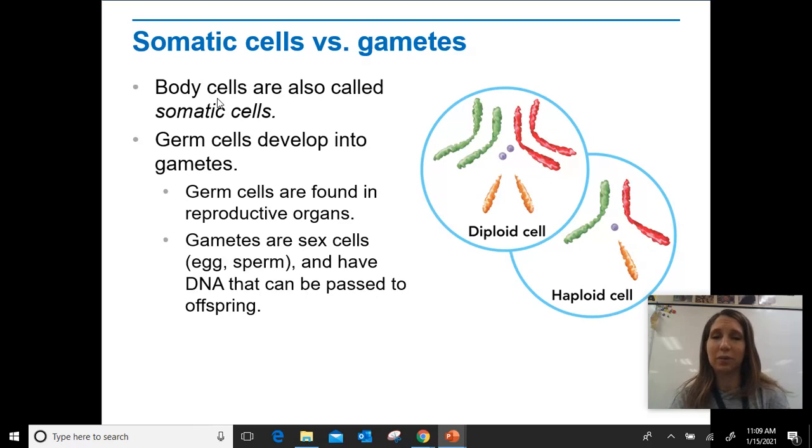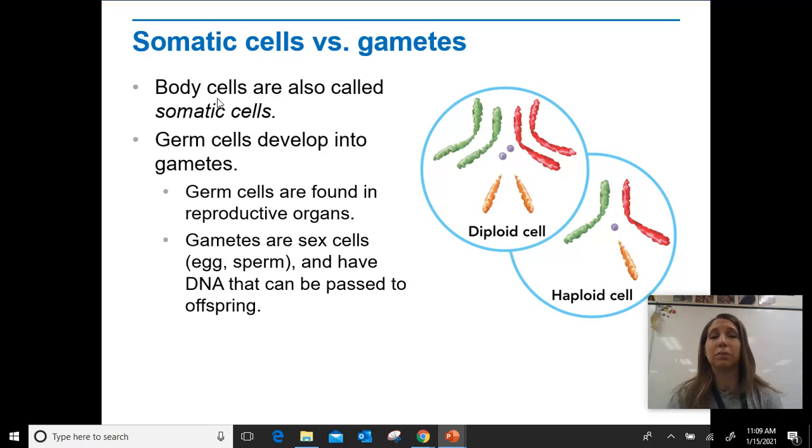In comparison to that, when we think about reproductive cells, those cells that we use to actually produce offspring, those are what we call gametes. And those gametes come from the division of cells that we call germ cells. Now, germ cells are what we find in ovaries, and we find them in the testes. Those are our reproductive organs, if you're a female or a male. And in those reproductive organs is where we're going to actually create gametes. And we do that through the process of not mitosis, but meiosis.